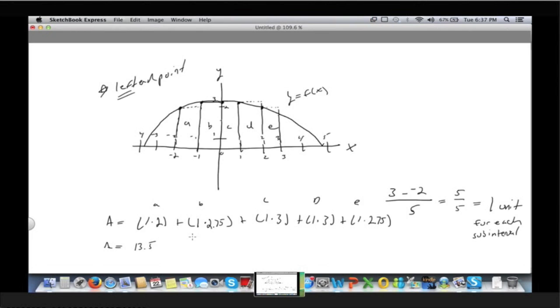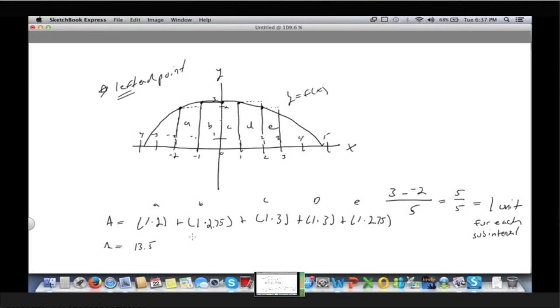Okay, I get 13.5. All right, one moment. So what was the answer to the question? The area. Approximate the area under the curve between -2 and 3, and I got area equals 13.5. Okay, that's right. How could we make this a better approximation?